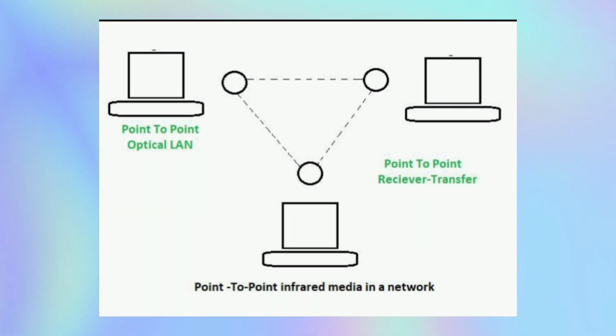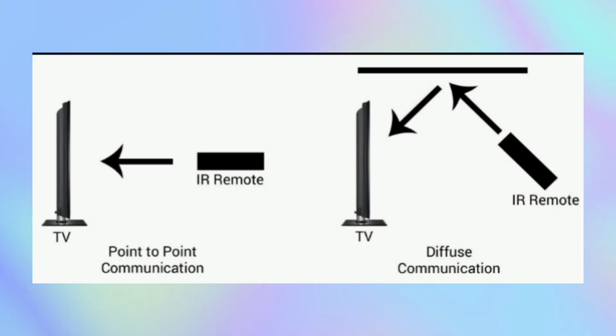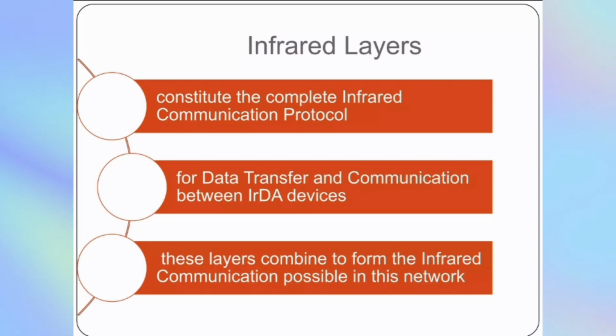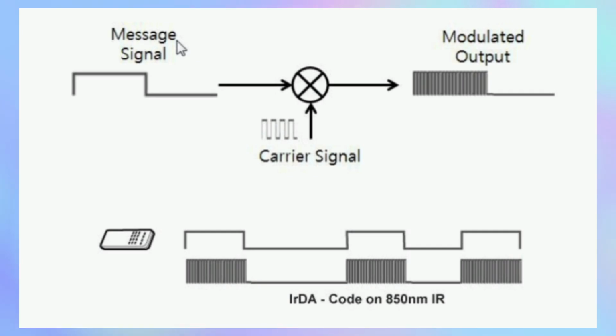This is the infrared diagrammatic representation of how it works and communicates with other devices. Point to point communication is difficult. The infrared layers handle data transfer and communication between infrared devices, and these layers combine to transmit the signal.